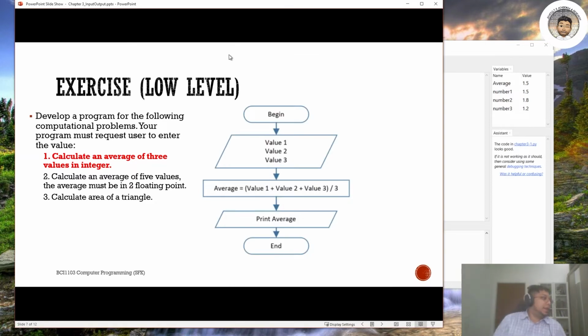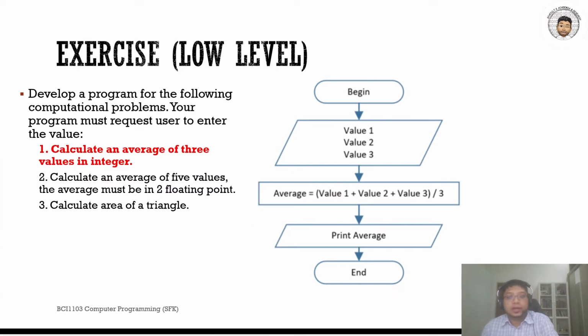Okay, so let's proceed. For the first exercise, develop a program for the following computational problem. Your program must request the user to enter this value. Here you can see at my screen the algorithm, the flowchart looks like this. You have begin, where you have three inputs: value 1, value 2, value 3. And then you conduct a process that takes the average value for these three numbers. And at the end, you will print the average and you finish. A simple case, right?